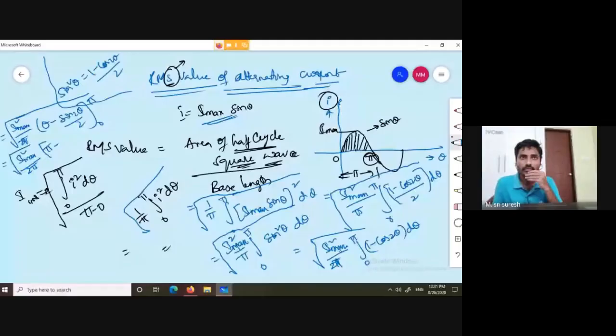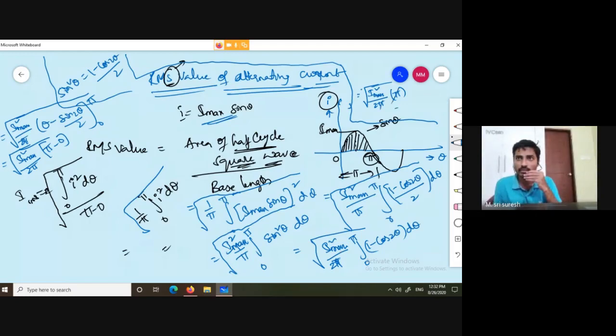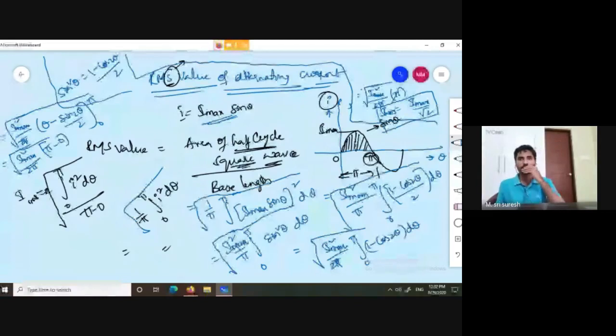So after solving, I'm writing here: we are getting I RMS equals root of I max square by 2 pi, times pi. So pi gets cancelled, and the square root cancels with the square, so we get I max by root 2 as the I RMS value. This is the derivation. So I RMS can be obtained as I max by root 2.